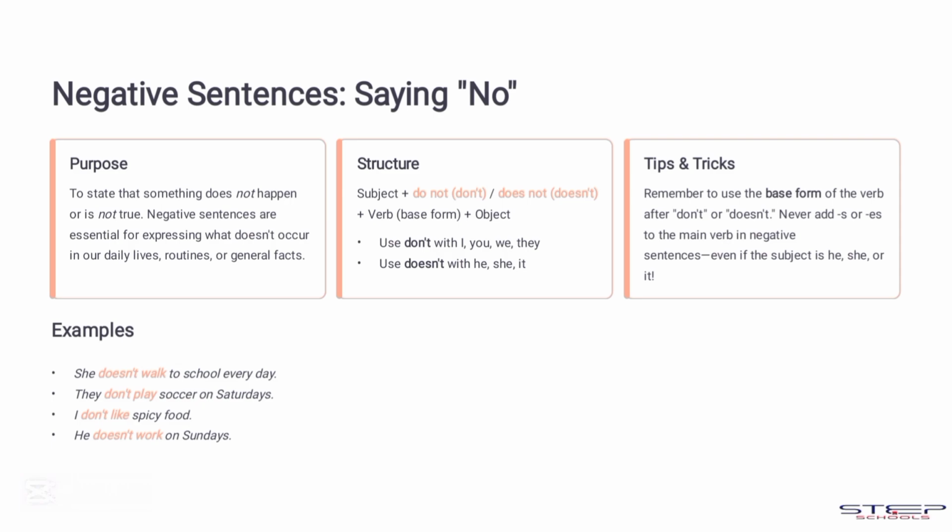Read with me. As you read them, notice how the structure is applied. She doesn't walk to school every day. They don't play soccer on Saturdays. I don't like spicy food. He doesn't work on Sundays. Now just pause for a while and take a deep look at the sentence structure.